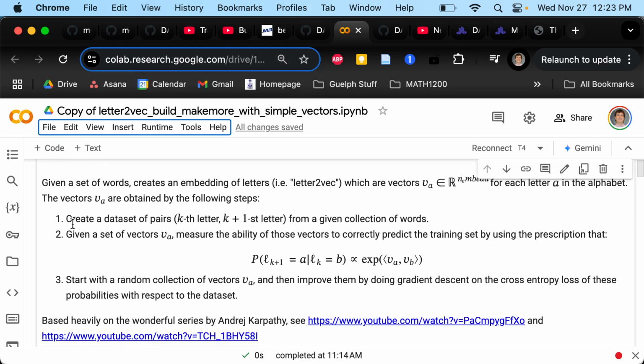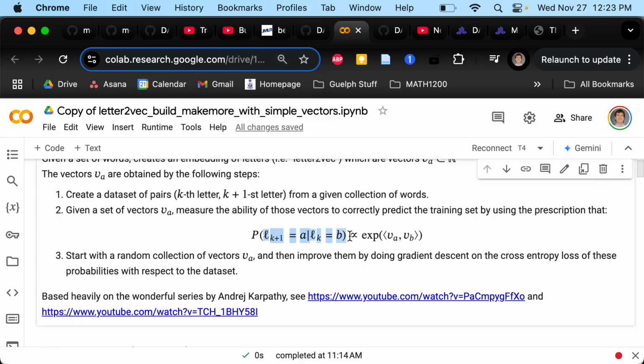On purpose, we're going to try to find these probabilities. So the probability that the letter k plus 1 equals a, given that the previous letter was b, is e to the va inner product with vb. This little proportional-to sign means divide so that the sum is 1. And how does it work?